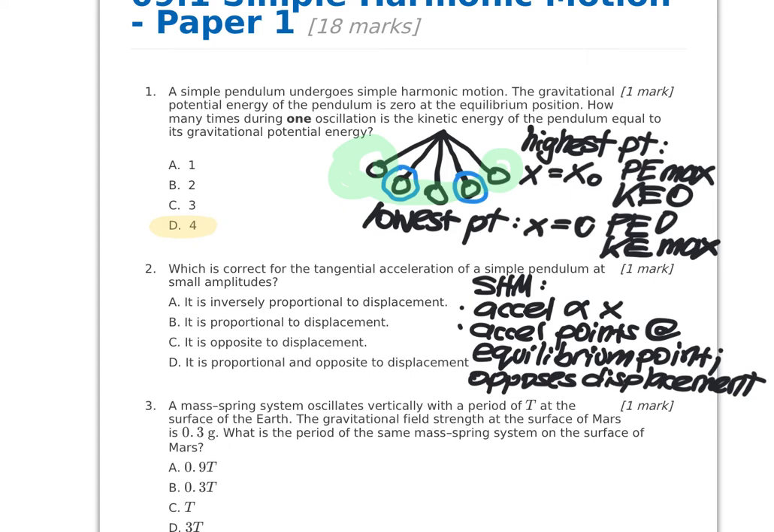It looks like choice B would be the answer, proportional to the displacement. But notice that D says proportional and opposite to displacement. And D would be the better answer. D is the correct answer. As I was just discussing with Ms. Coleman, this is a definition question. On definition questions, they may include incomplete definitions as wrong answers. So you have to pick the best choice.